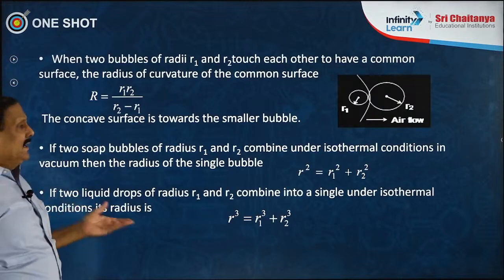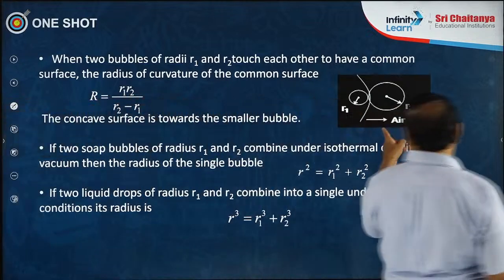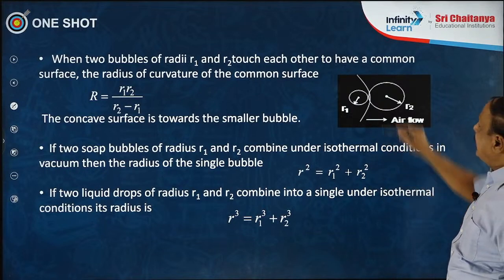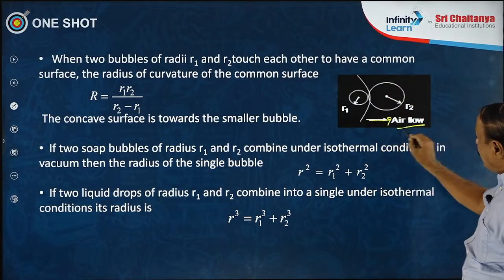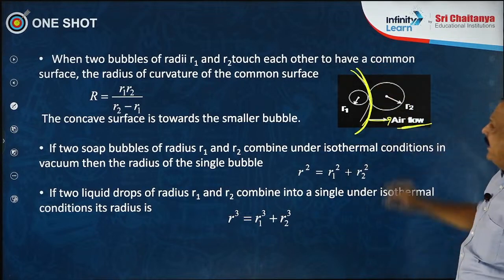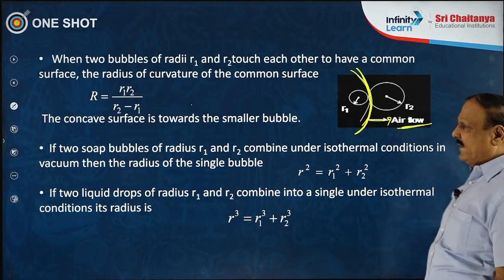And these are all different conditions. For example, if two bubbles of different radii are combining outside like this, then this is the direction of air flow and this is the common surface. The radius of curvature of the common surface is equal to R1 R2 by R2 minus R1.